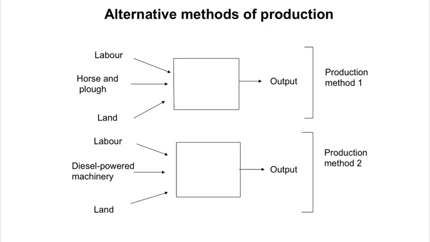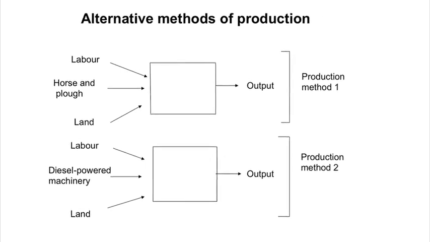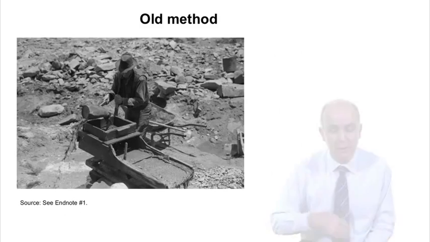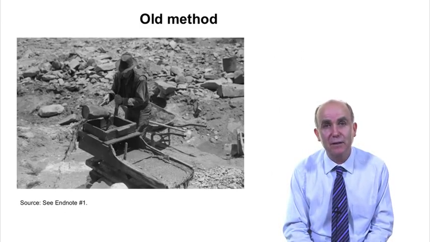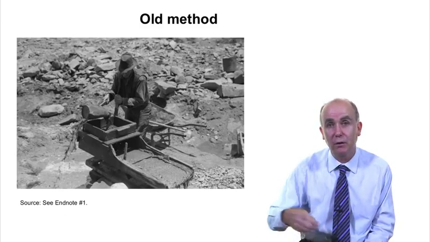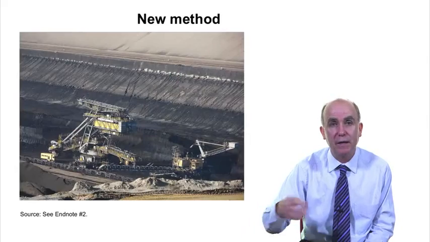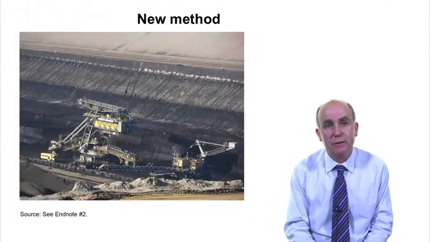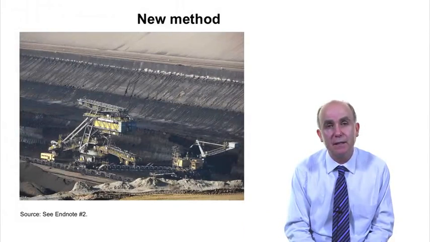Other examples of alternative methods of production might be in mining, where you could have an old method such as pan mining for gold, or a new method which uses open cut mines and expensive capital equipment to do the mining.